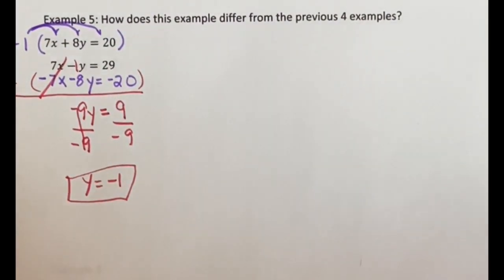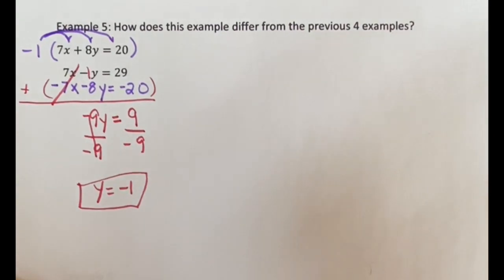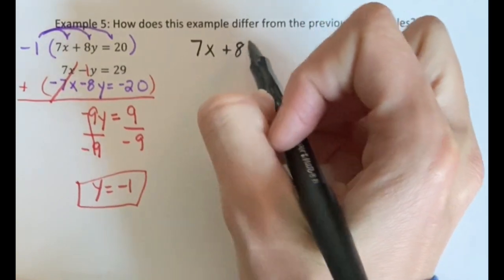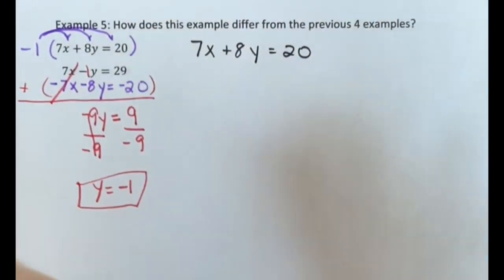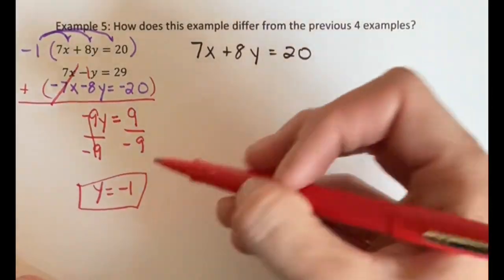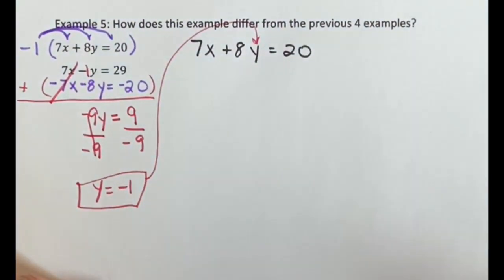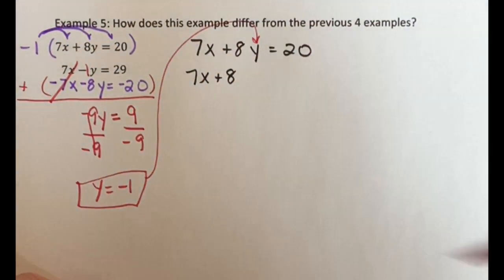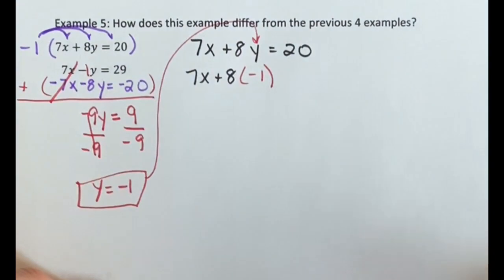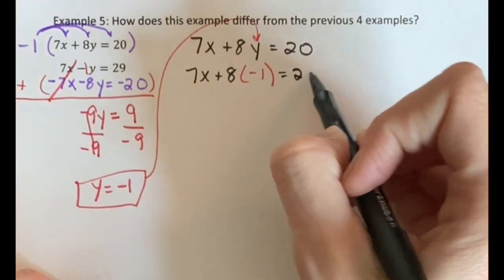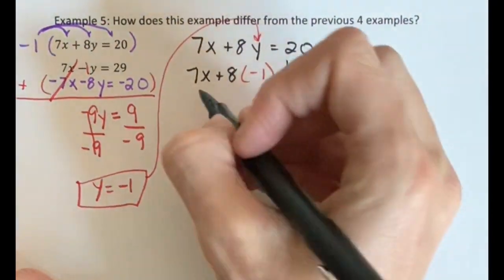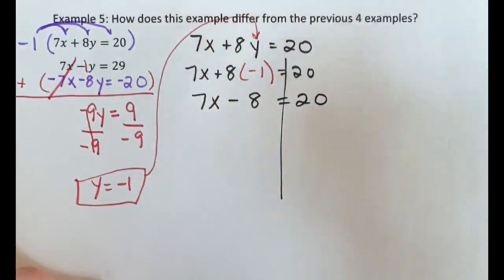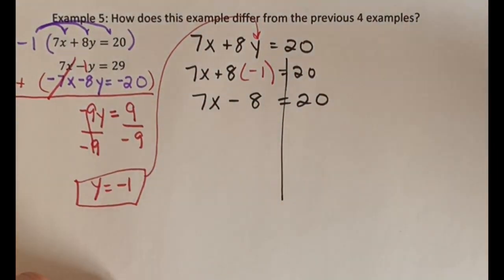Then we need to determine what my x value would be. So we're going to take one of our equations. So let's take the first equation here. And everywhere I see y, I'm going to replace it with negative 1. So this becomes 7x plus 8. Instead of times y, it's times negative 1 equals 20. So then we have 7x, 8 times negative 1 is a negative 8, equals 20.